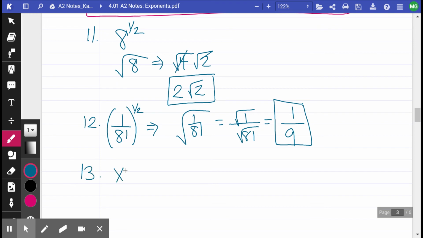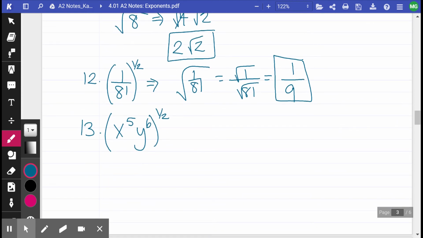Now let's do it with variables. So x to the 5th, y to the 6th, raised to the 1/2 power. Okay, so since we have a 5 in here, if I just power apply these, 5 isn't going to divide by 2 evenly. 5 times a half doesn't give me a nice integer. So I'm going to rewrite this as x to the 5th, y to the 6th underneath the radical.